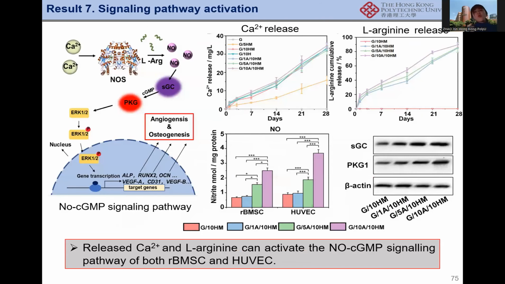And then we analyze why these materials can support better angiogenesis. This is because when the materials degrade, they are going to release the calcium and also the L-arginine. These two components can activate a signaling pathway, which is what we call the NO-cGMP signaling pathway. It can regulate both the mesenchymal stem cells and the endothelial cells, and then enhance the osteogenesis and angiogenesis.